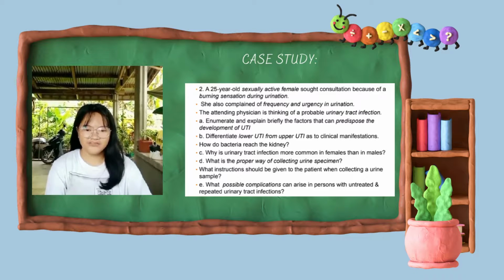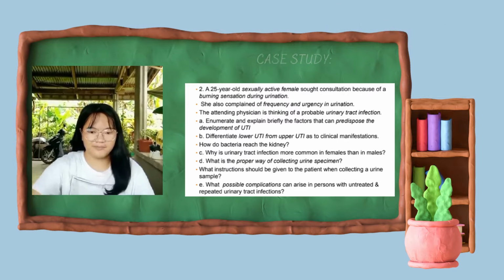What is the proper way of collecting the urine specimen? What instructions should be given to the patient when collecting a urine sample? Clean-catch midstream technique, suprapubic aspiration, diagnostic catheterization, and last, from an indwelling catheter. Letter E. What possible complication can arise in persons with repeated urinary tract infections? Chronic kidney infection called pyelonephritis.